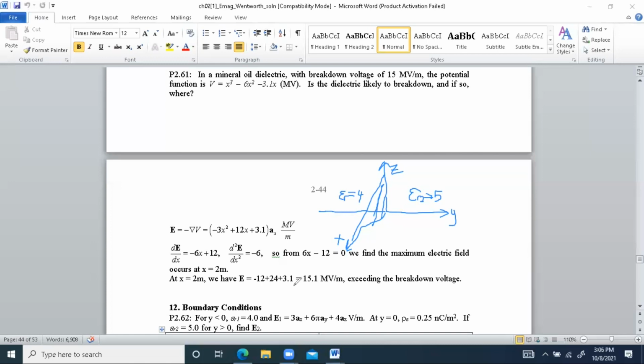So it tells you now that E1 is 3AX, 6 pi AY, and 4AZ. So you have to mark that, right? Right, sir. So you want that for E1.